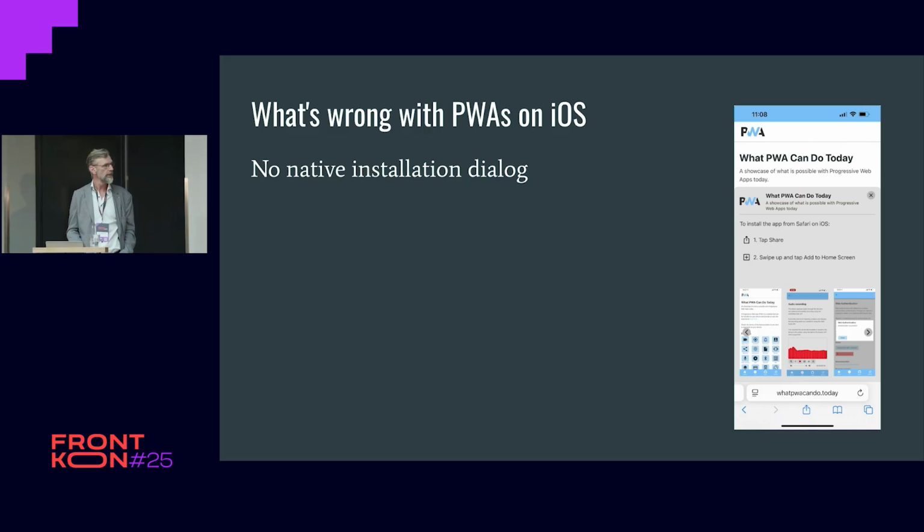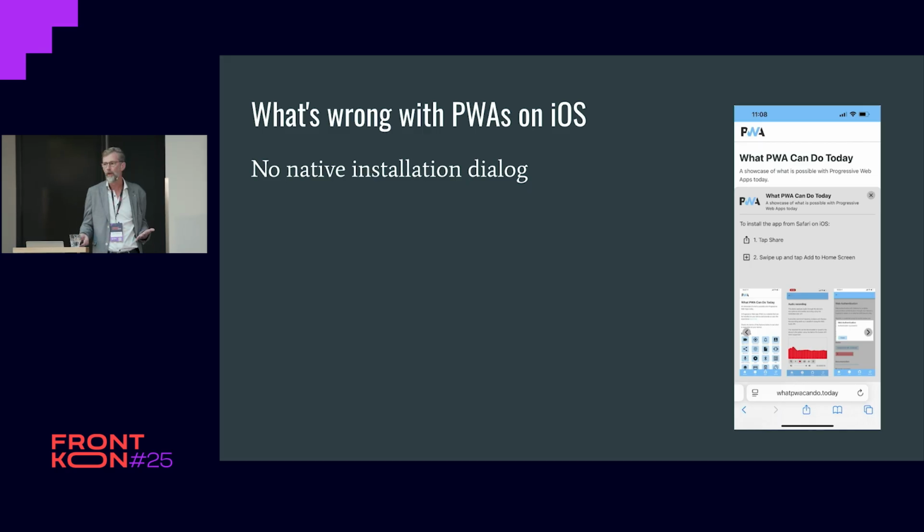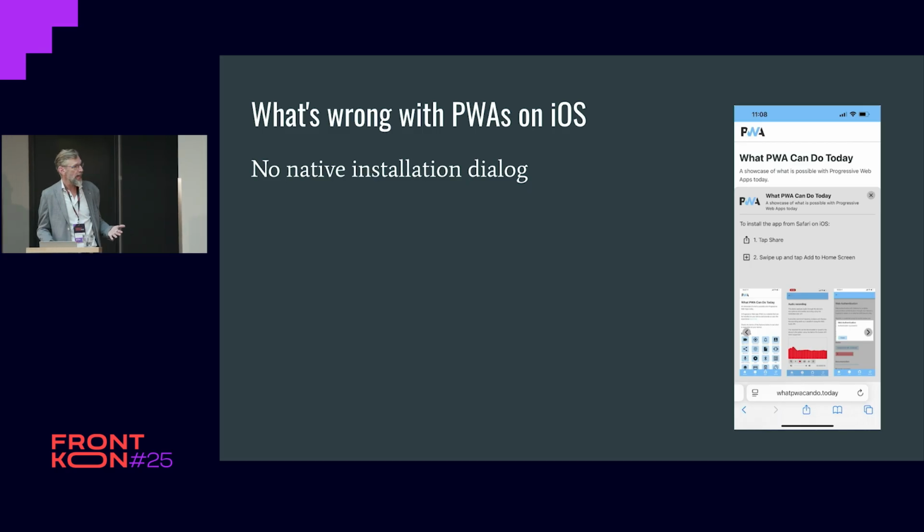For example, there's no native installation dialog on iOS. What I've done for What PWA Can Do Today is I implemented my own bottom sheet. It looks the same as the native one. It has the name, description, the screenshots. But there's no button to install. So right now the only thing that you can do is give instructions to your users on how to install the PWA on iOS. It's not perfect, it's not rocket science either, it's just a few clicks, but it still hurts in getting PWAs adopted, especially for users who are not very tech savvy.